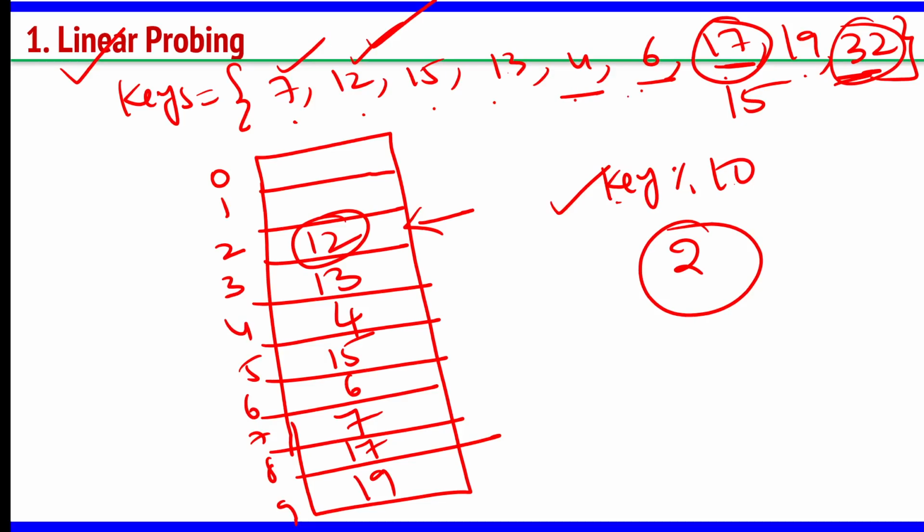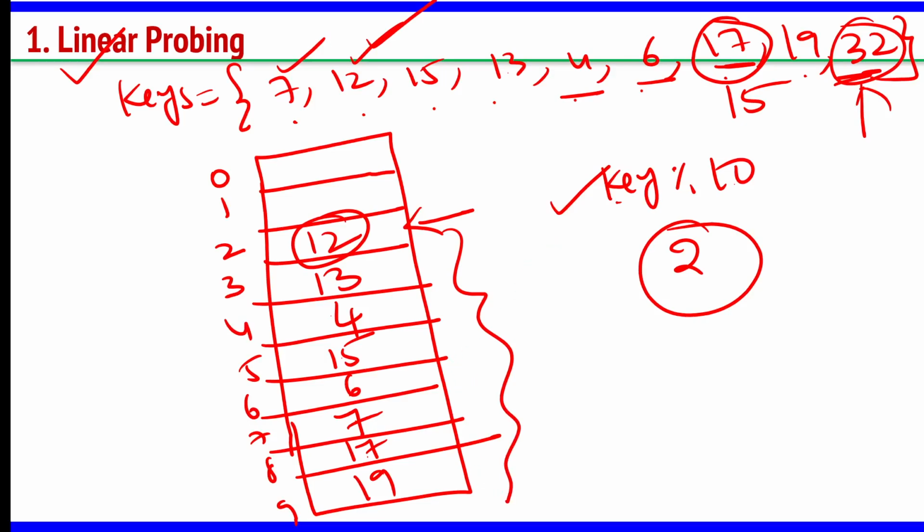So what should I do? What does linear probing say? Linear probing says go to the next location and fill it there if it is empty. So I go to the next location, it is also filled, the next is filled, the next is filled. I cannot fill this 32 because I have accessed all the elements and everything is full. Then what can you do?